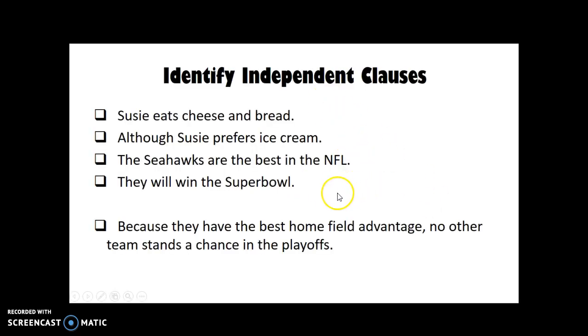So out of these, you're going to identify which ones are independent and which ones are dependent. So go ahead and hit pause and think through these. Okay, so Susie eats cheese and bread, that's independent. Although Susie prefers ice cream is dependent. The Seahawks are the best in the NFL, that's true, but also an independent clause. And they will win the Super Bowl, that is my hope, but also an independent clause. So you can see independent clauses can just be sentences, and dependent clauses need something to finish their thought.